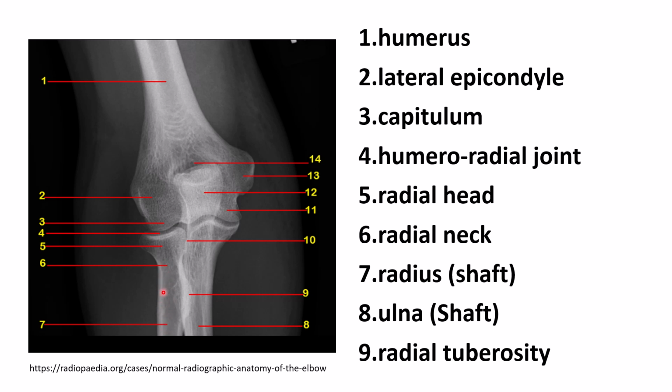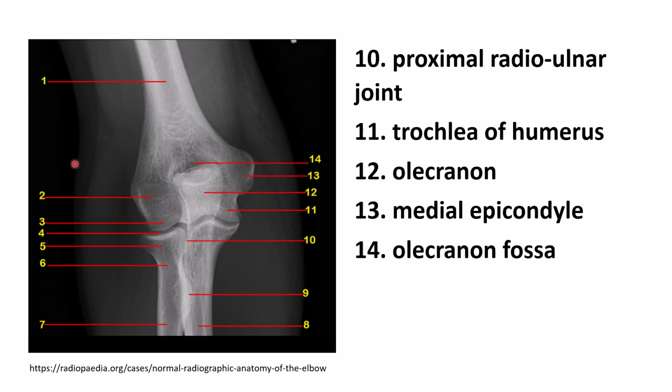Inferiorly still, this is the shaft of the radius. And adjacent to the radius is the ulna. Number 8, this is the ulnar shaft. This protrusion here, coming from the radius and protruding into the ulna, is called the radial tuberosity. Number 10 here, this joint space here is the proximal radio-ulnar joint.